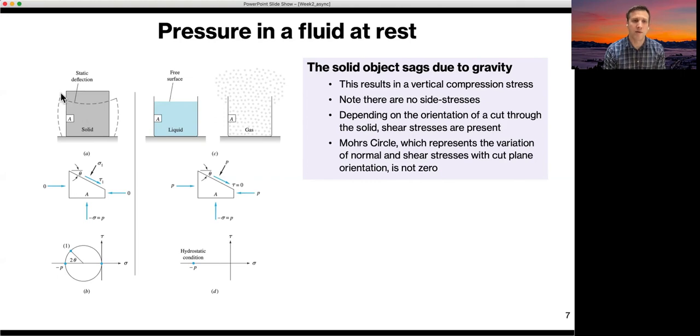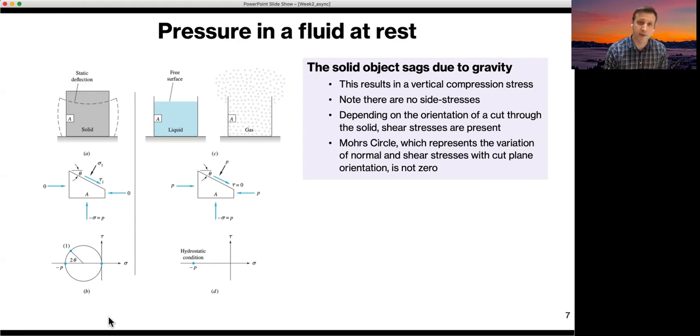And then if you slice this solid at an arbitrary angle, this is where you get an interchange between a normal stress and a shear stress, depending on how your slice is aligned to the direction of the force, in this case, gravity. When that slice is obliquely oriented, not orthogonal or not horizontal to the direction of gravity, then you're going to get a shear stress as well. And the shear stress is non-zero, and it can stay non-zero at rest, which is characteristic of a solid.